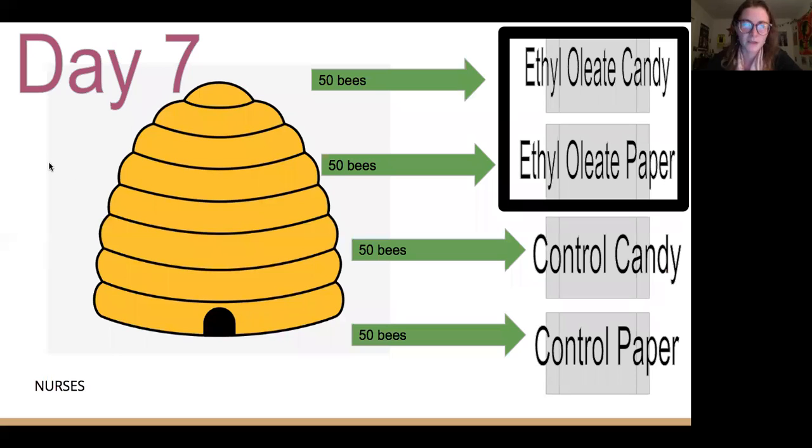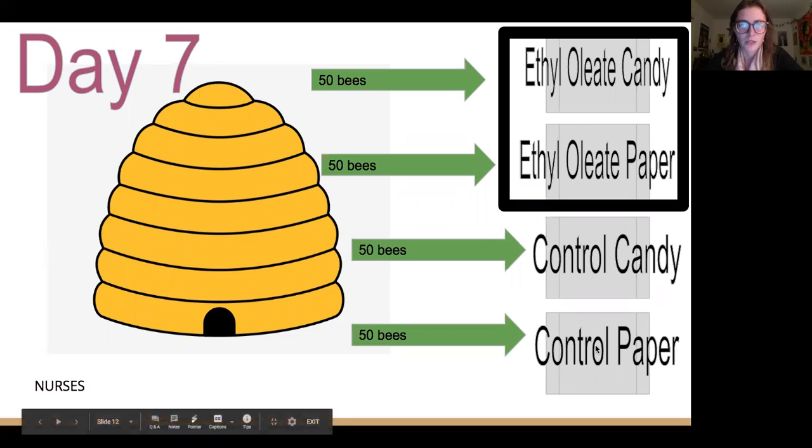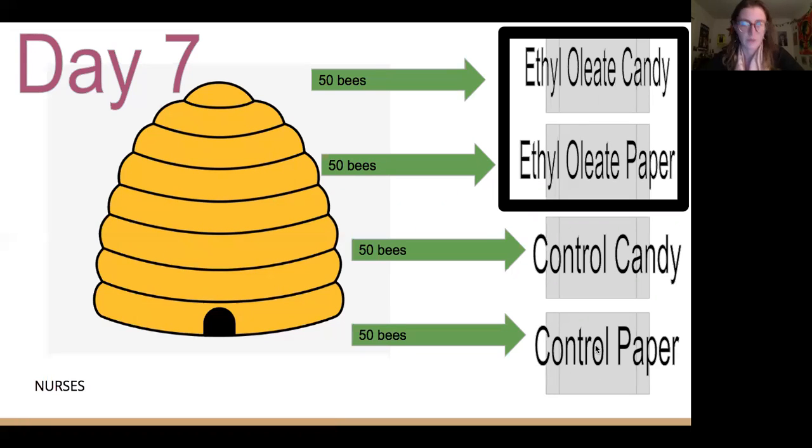So then on the 7th day, after 7 days of being in the colony, they're 7 days old, they should be nurses. I took out 200 of the 1,000 bees, and I divided them into 4 different cages. And there were 50 bees of each painted color group in the 4 cages. And they were divided into ethyl oleate administered on candy, ethyl oleate administered on paper, control candy, and control paper. So that's just blank. They're just a piece of paper in there with nothing on it.